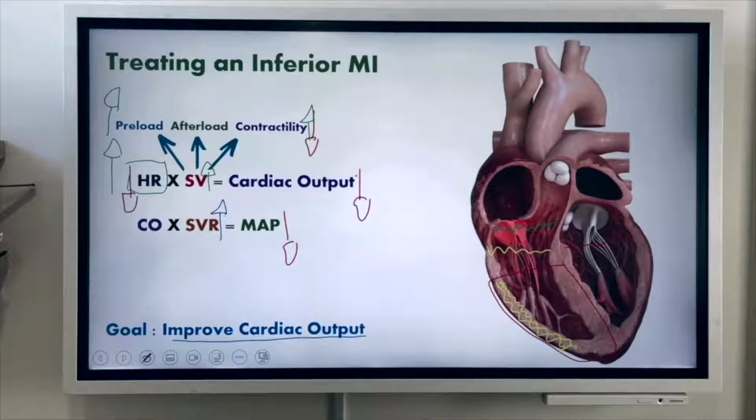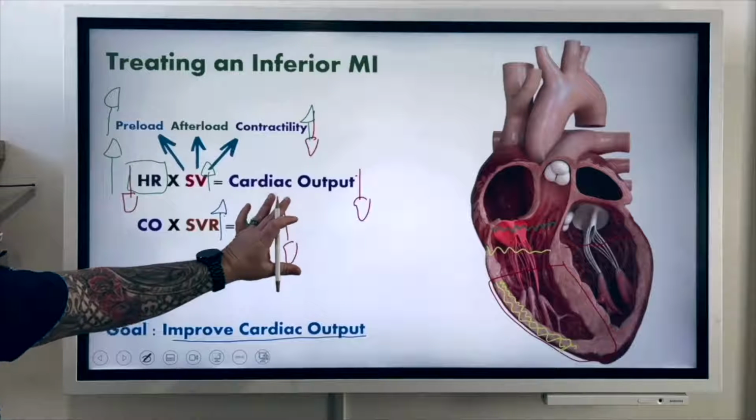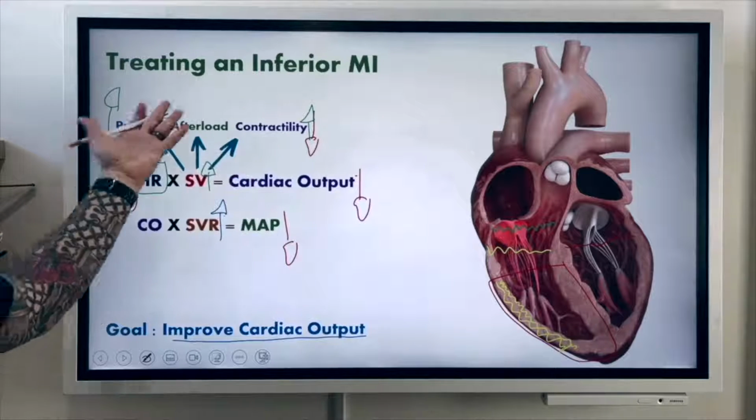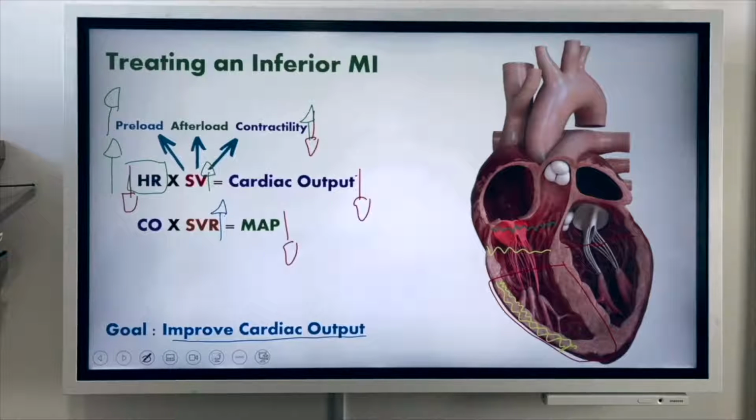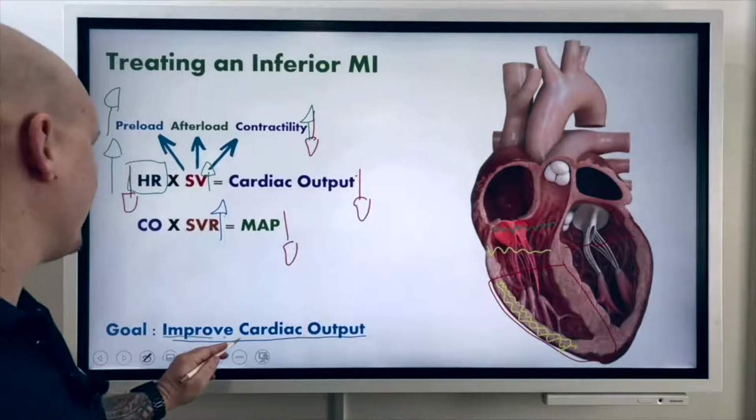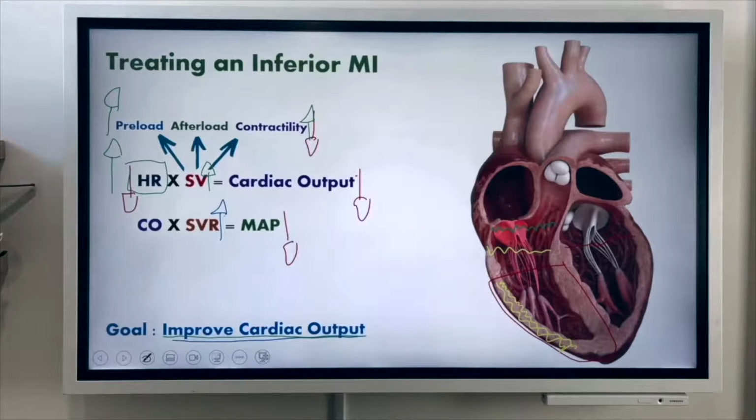So it really depends on what you're seeing here, because if you have bradycardia, that's precipitating your drops in blood pressure along with the decreases in contractility. And so those are the things that we need to correct. But the goal in an inferior myocardial infarction is increasing the cardiac output, which in turn will increase the mean arterial pressure.